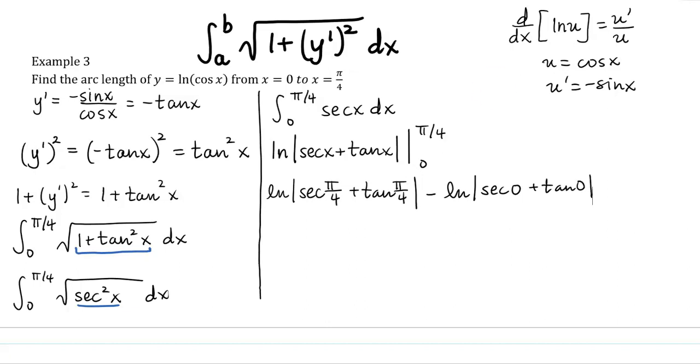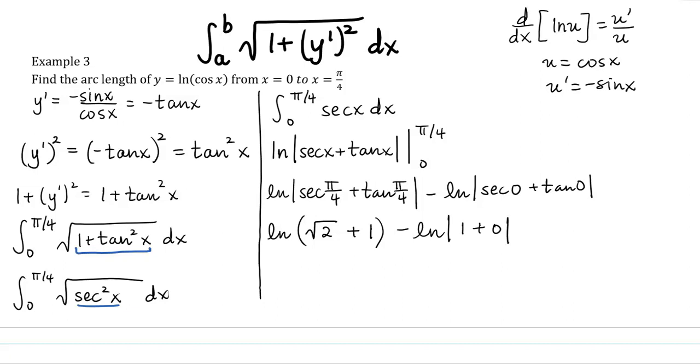And so now let us evaluate some things. Secant of pi over 4 is root 2. Tangent of pi over 4 is 1. So we don't really need the absolute value bars anymore because this is a positive number, so we don't have to write that. Minus natural log of secant of 0 is 1, and tangent of 0 is 0.